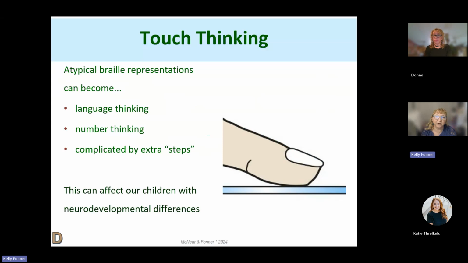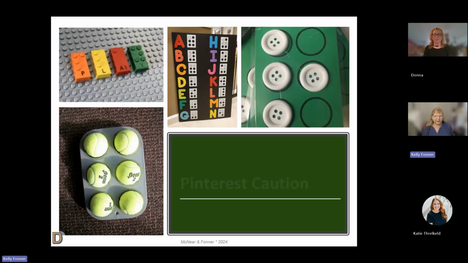And this is a really important concept for those of us who are not a teacher of the visually impaired. We don't have that in our background. We often approach Braille as a sighted person first, so we think about visualizing where the dots are. I think this next set of examples, and how Donna points out some of the difficulties, show how we might be challenging our students by approaching things from a visual perspective rather than the touch thinking perspective.